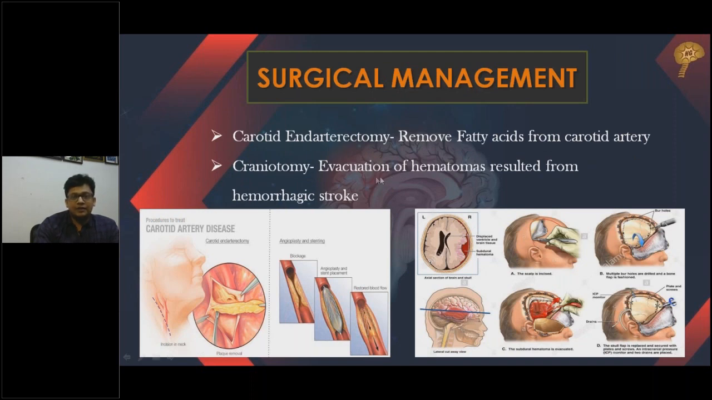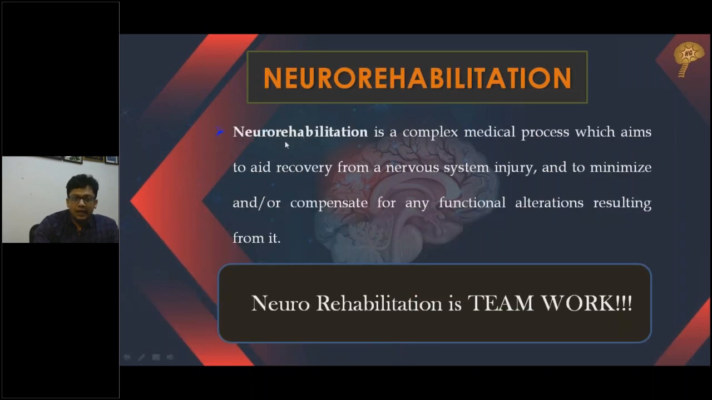Then comes the surgical management. One can go for carotid endarterectomy, removing the fatty deposits from the carotid artery, and craniotomy, evacuation of hematomas resulting from hemorrhagic stroke. So after this, we will come to neuro rehabilitation. So that is a brief about stroke. Now we'll come to the main part, that is neuro rehabilitation.